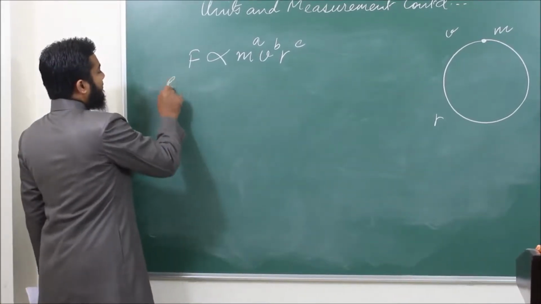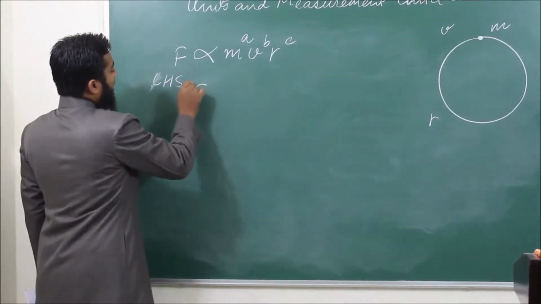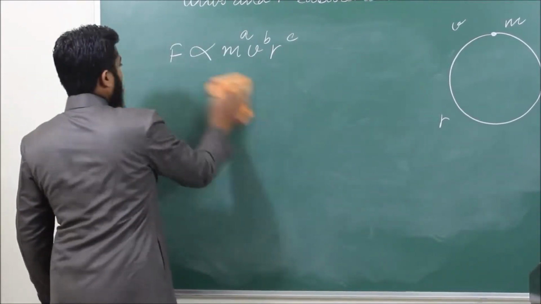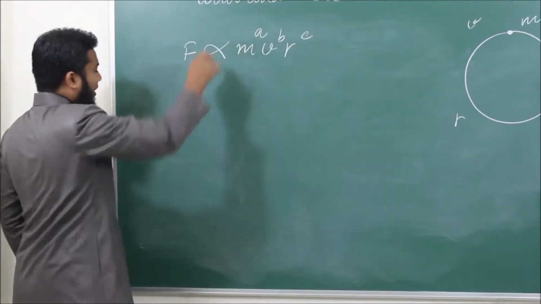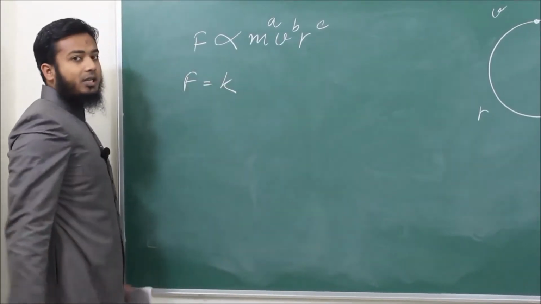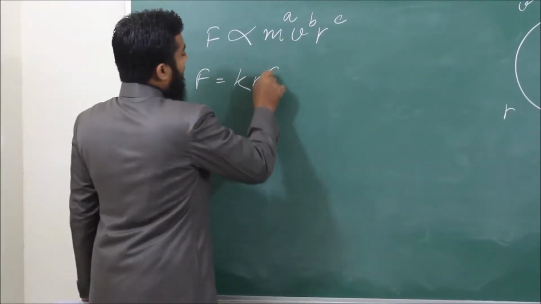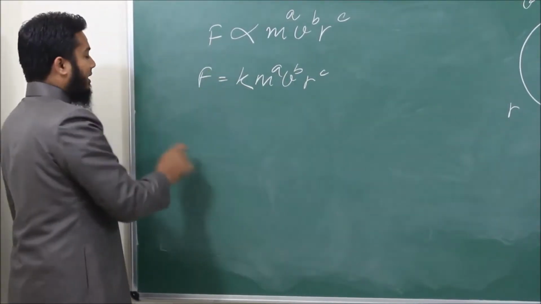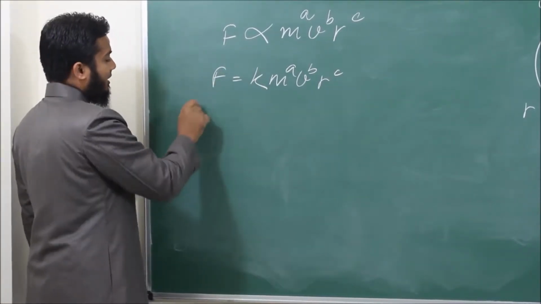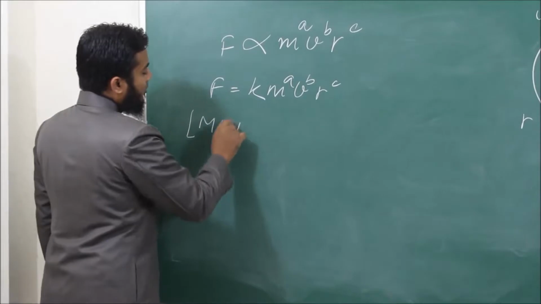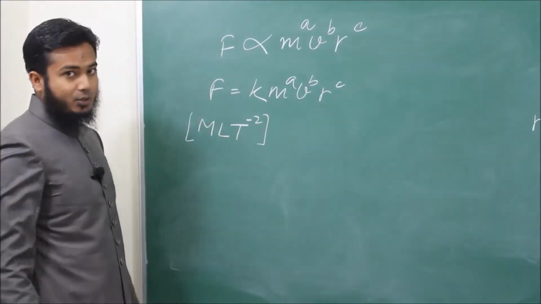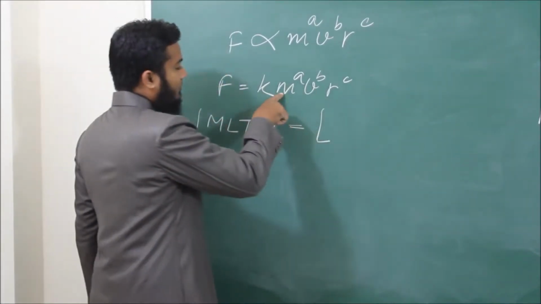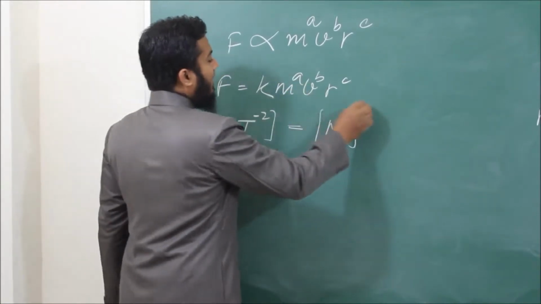On the left hand side we have force. A proportionality constant will also appear here. So let's say the proportionality constant is K, and then m raised to the power a, v raised to the power b, and r raised to the power c. Okay, now write the dimensional formula for the left hand side and the right hand side. For force, the dimensional formula is M L T minus 2, and I suppose that this K has no dimensions. Then the dimensional formula for mass raised to the power a.